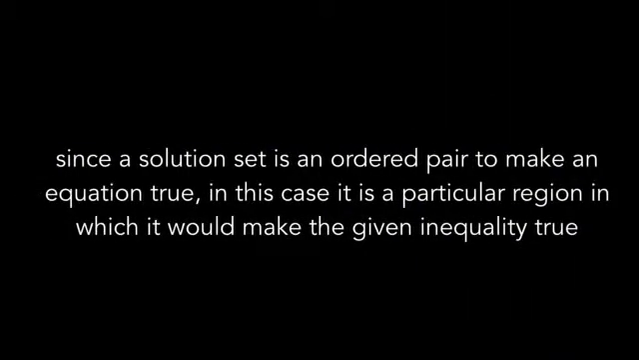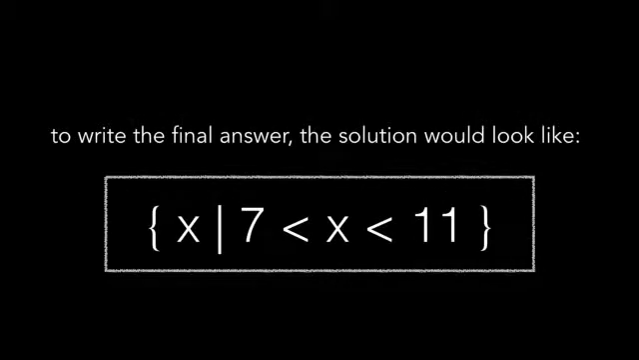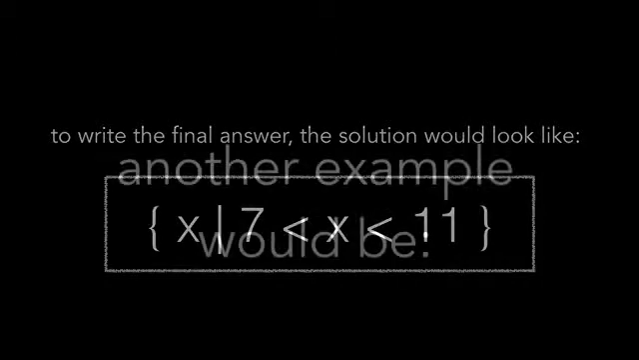Since a solution set is an ordered pair that makes an equation true, in this case it is a particular region or regions in which it would make the given inequality true. To write the final answer, the solution would look like {x such that 7 < x < 11}.